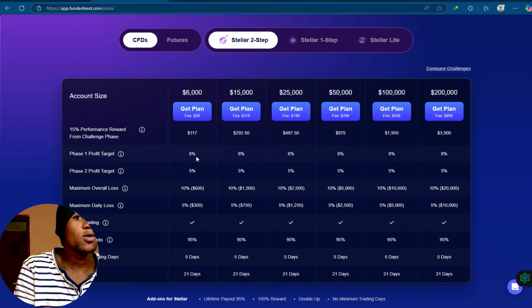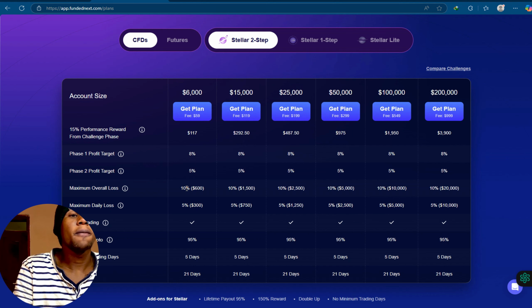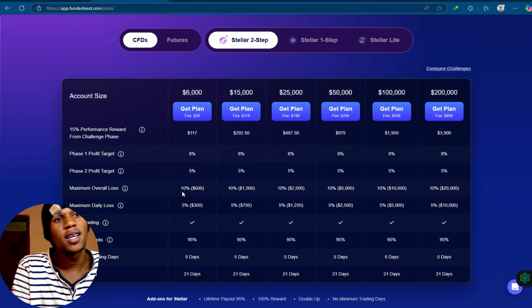The only thing you need to do is just to pass phase 1, which is 8%, and then the profit target for phase 2, which is 5%. If you look, the maximum overall loss is 10%, meaning that for us to blow this account we shall need to exceed 9%, which, according to our strategy and our win rate, I think will be hard, because I've been backtesting this strategy for a long time. We can take 10 trades, back to back, and then they all end up being a loss. And I think that's something different.